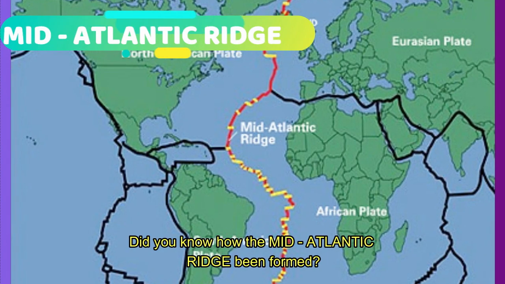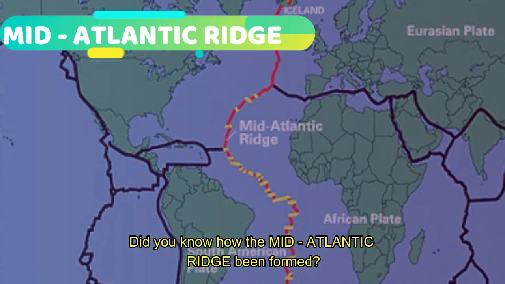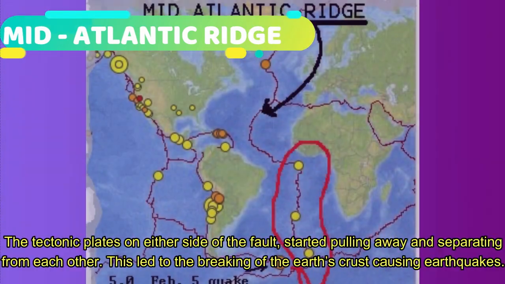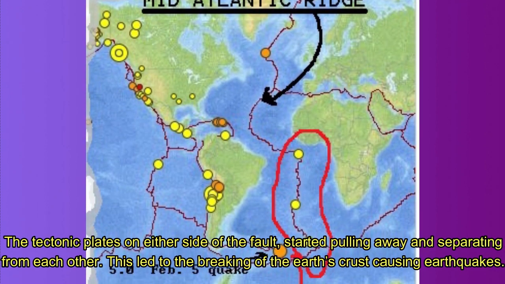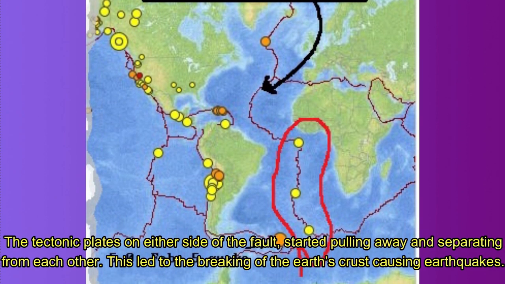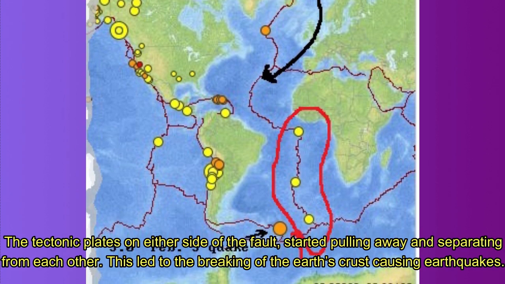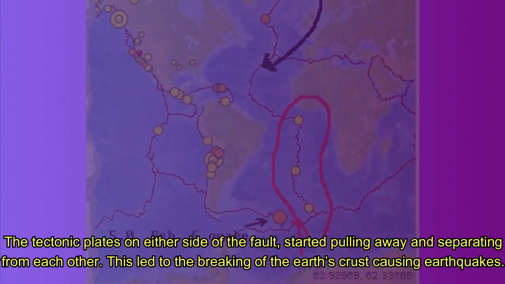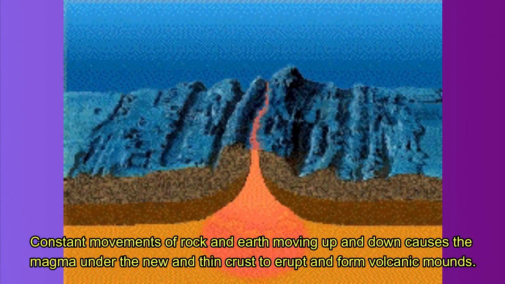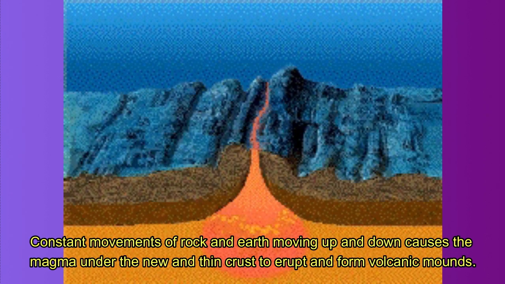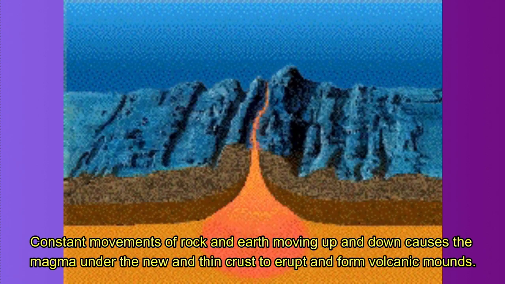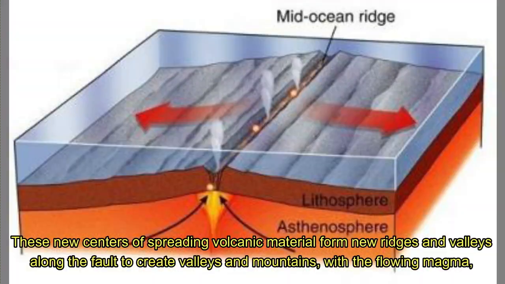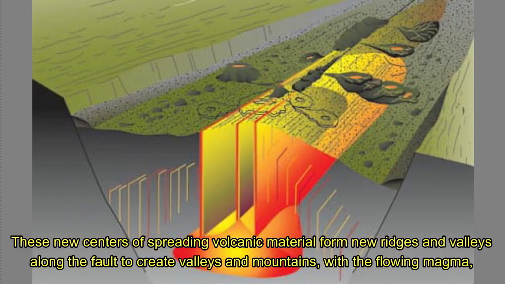Did you know how the Mid-Atlantic Ridge was formed? The tectonic plates on either side of the fault started pulling away and separating from each other. This led to the breaking of the Earth's crust, causing earthquakes. Constant movement of rocks and earth moving up and down causes the magma under the new and thin crust to erupt and form volcanic mounds. These new centers of spreading volcanic material form new ridges and valleys along the fault to create valleys and mountains.